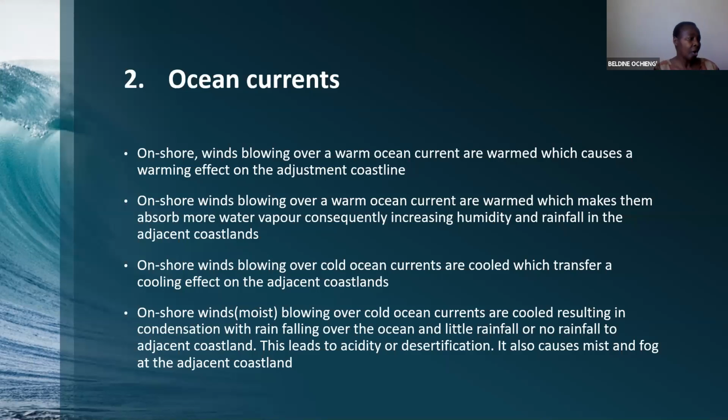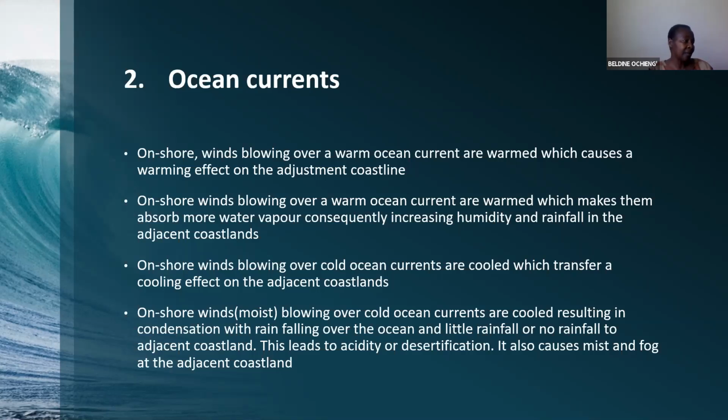Three, onshore winds blowing over cold. Mark it right, cold. We were on warm, now it is on cold. Cold ocean currents cool the winds, which transfer a cooling effect on the adjacent coastline. Onshore winds, yes, but they are blowing over cold ocean currents. They'll carry the cooling influence, so they'll transfer it to where they are blowing to, which is the adjacent coastland.